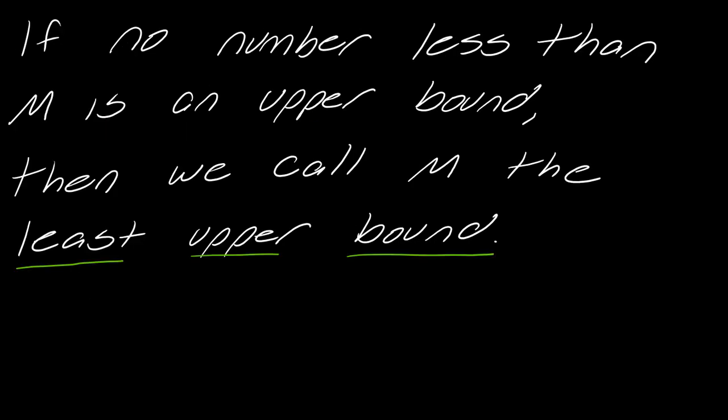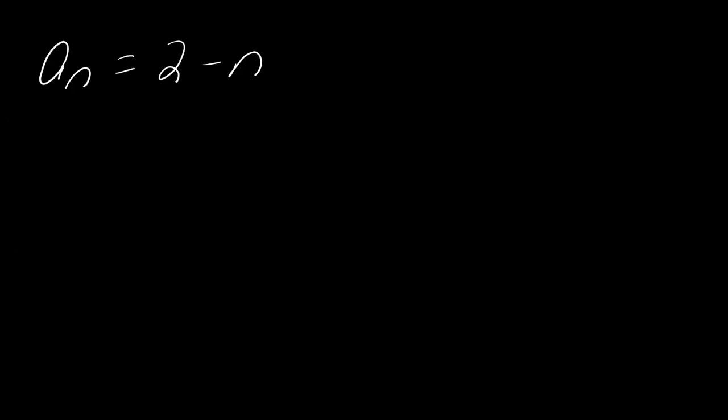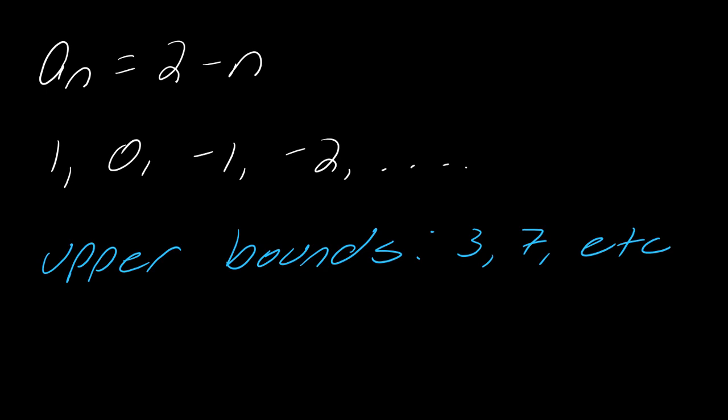And then we can say that if no number less than m is an upper bound, then we call m the least upper bound. Okay, so this is kind of a dense idea, so I think it would be a lot easier if we just did this with a sequence. So let's say I have the sequence a sub n equals 2 minus n. Okay, so my sequence starts at n equals 1. So if I were to just compute a few terms of this sequence, it would be 1, 0, -1, -2, and so on and so forth.